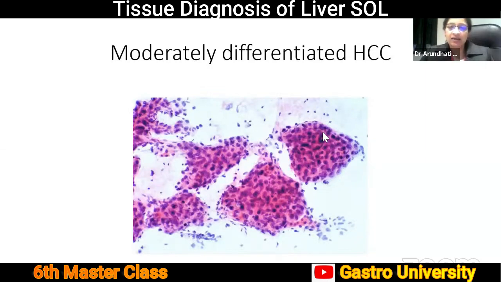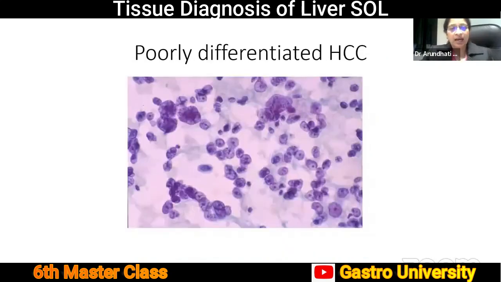If we move on to a higher grade of differentiation, like in a moderately differentiated hepatocellular carcinoma, we see that the trabeculae are much thicker as compared to what we saw in a well-differentiated hepatocellular carcinoma. And these very typical capillary envelopes that you see surrounding the trabeculae, there are lots of transgressing capillaries traversing in between the trabeculae.